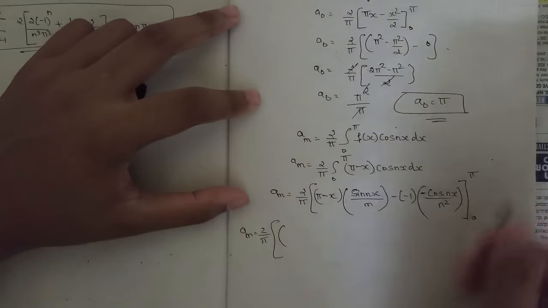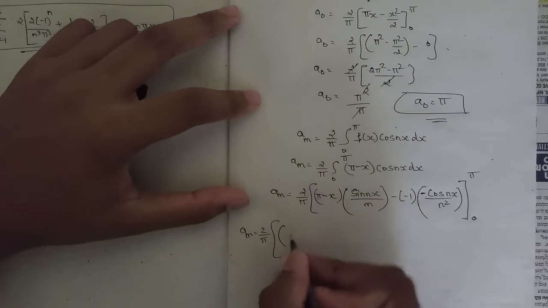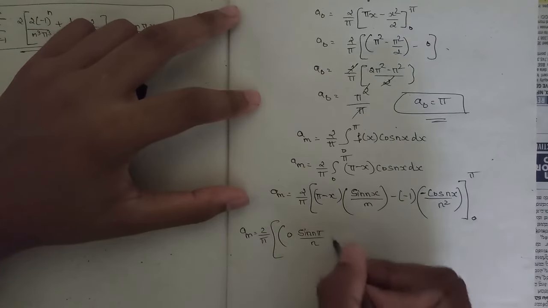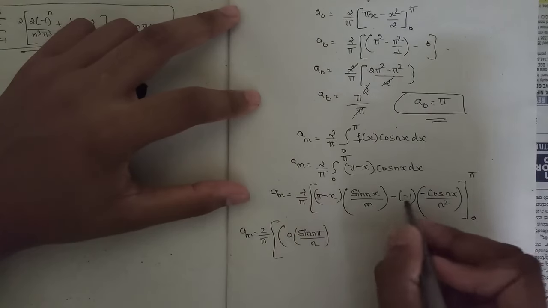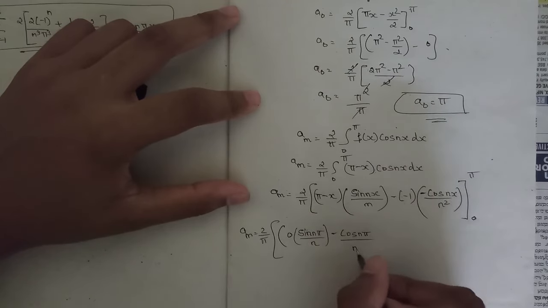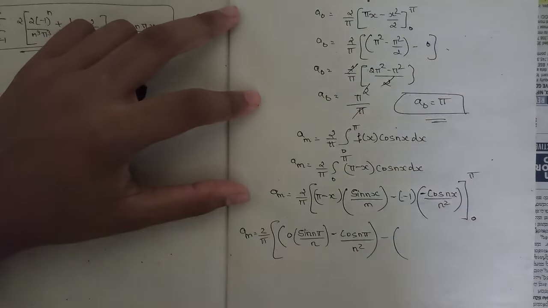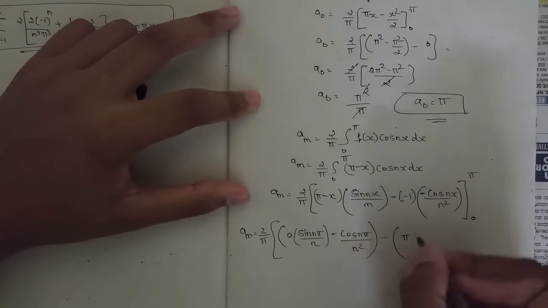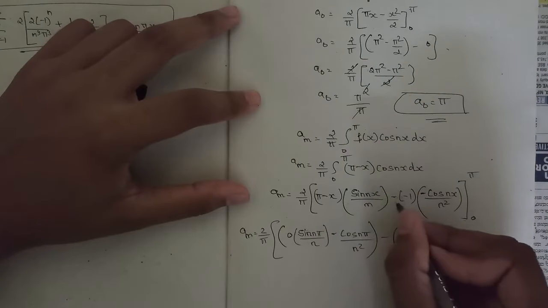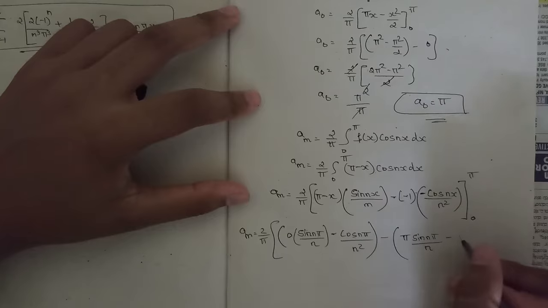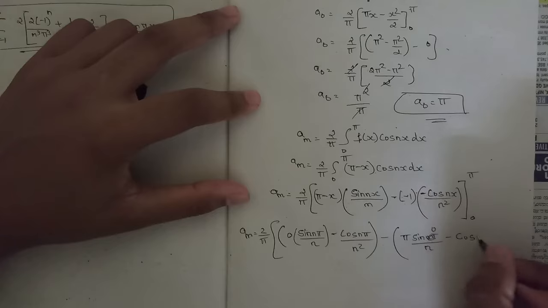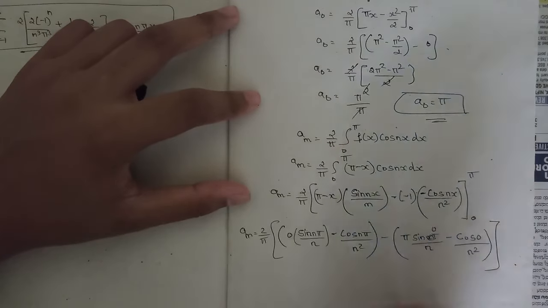So now first substitute the upper limit, that is pi minus pi is 0, sin n pi by n, minus into minus plus into minus, again minus cos n pi by n square, minus the lower limit, that is 0. Pi minus 0 is pi, sin n pi by n, again minus into minus is plus, plus into minus is minus cos, so this is 0, right? Pi sin 0 by n minus cos 0 by n square.